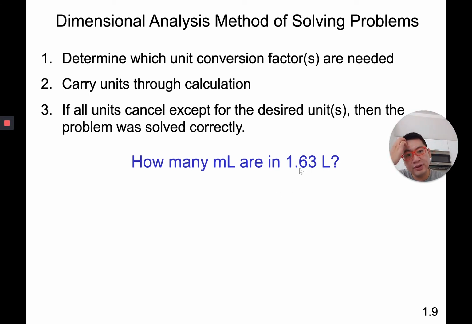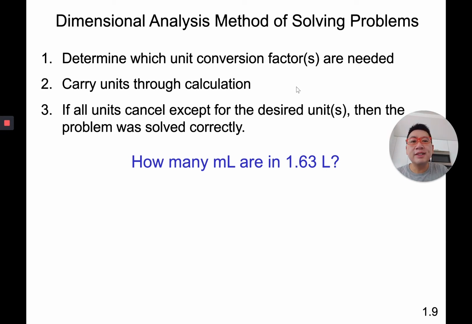So to convert liters to milliliters, this question is how many milliliters are there in 1.63 liters? If you don't know how many milliliters there are in a liter, there's no way you can answer this question. It's kind of like, oh, I have $25 in my pocket. How many euros is that? Well, if you don't know the conversion factor, the term is conversion factor, to convert dollars to euros, there's no way you can answer that question.